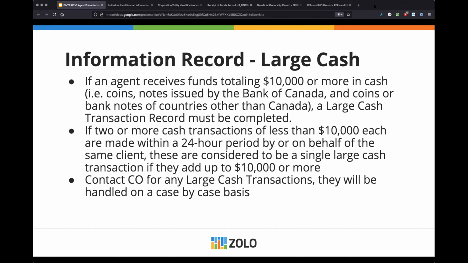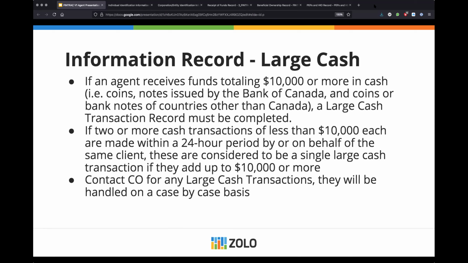So a large cash transaction is exactly how it sounds. It's someone who places $10,000 or more in cash as a deposit at the brokerage. We have to complete a large cash transaction record for that. If you're aware that your client will be placing $10,000 in cash, that could be Canadian dollars or foreign currency, you must escalate it to fintrac@zolo.ca.